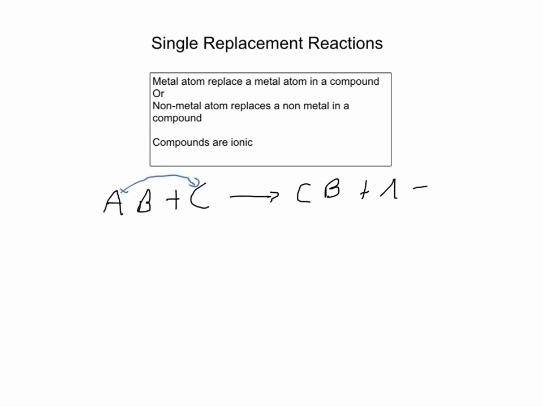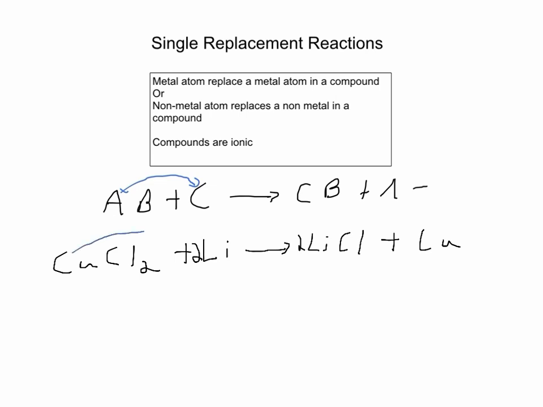Here's an actual example. Let's say we have copper(II) chloride, and that's going to react with lithium metal, and we'll end up with lithium chloride plus copper metal. And as always, we have to balance this. Notice that the two metals, copper and lithium, switched places.